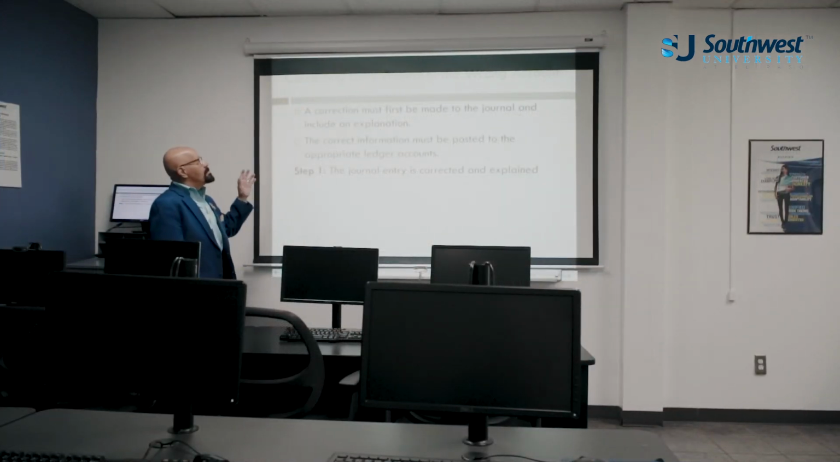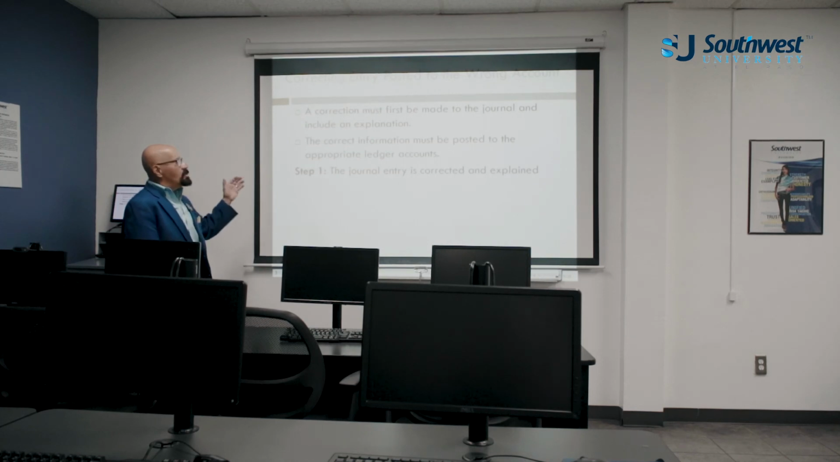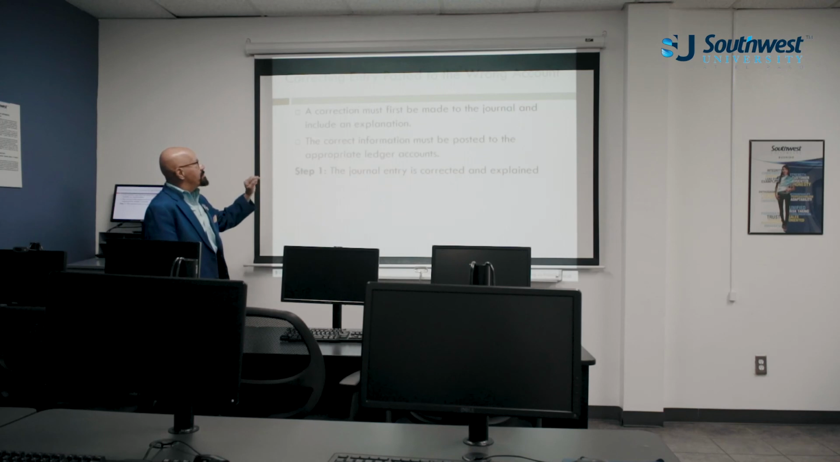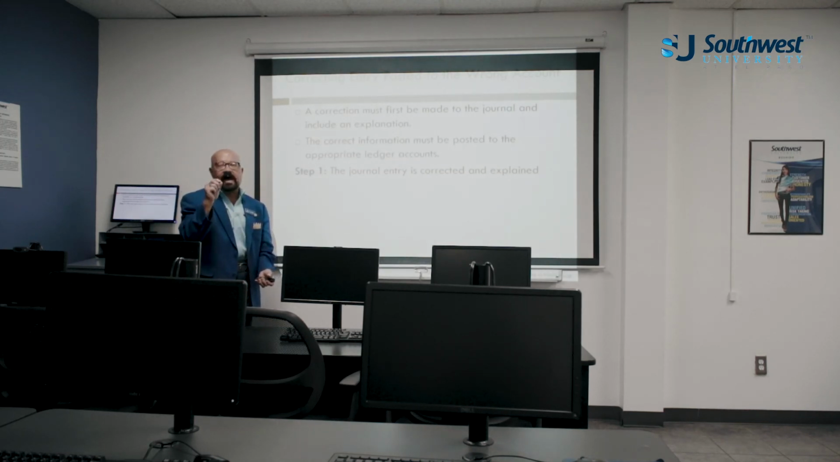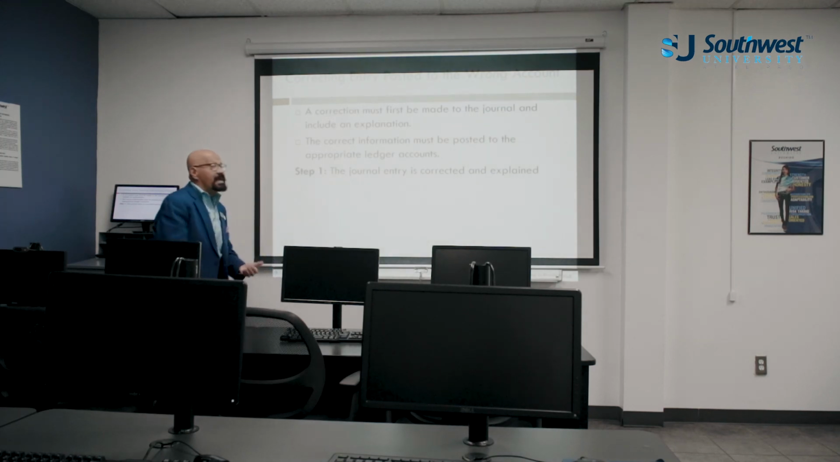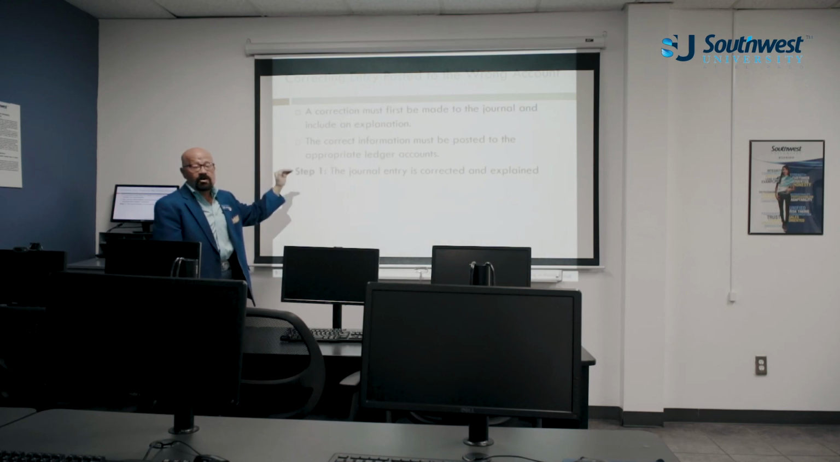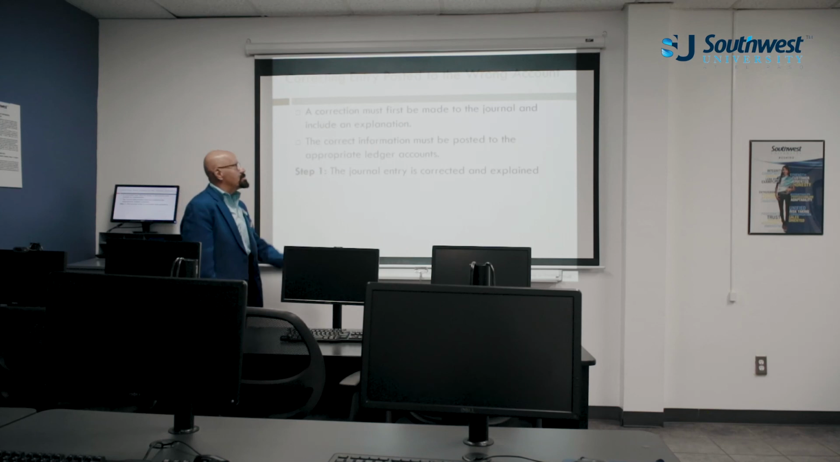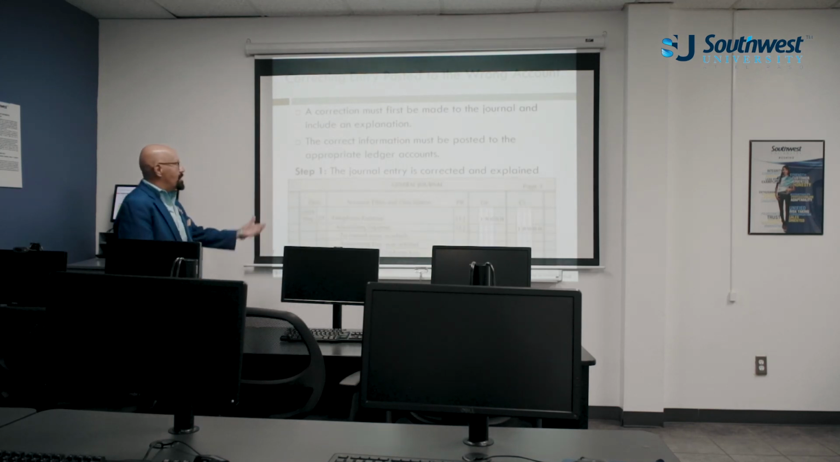So a correction must first be made to the journal and include an explanation. That's where you make the correction first, the journal. The correct information must be posted to the appropriate ledger account. So if on the journal you have to adjust cash, when you go to the ledger, go to the cash account and adjust that too. Again, if you're computerized, once you make the adjustment on the journal, it'll automatically post the correct one to the ledger. The journal entry is corrected and explained. And there you go.